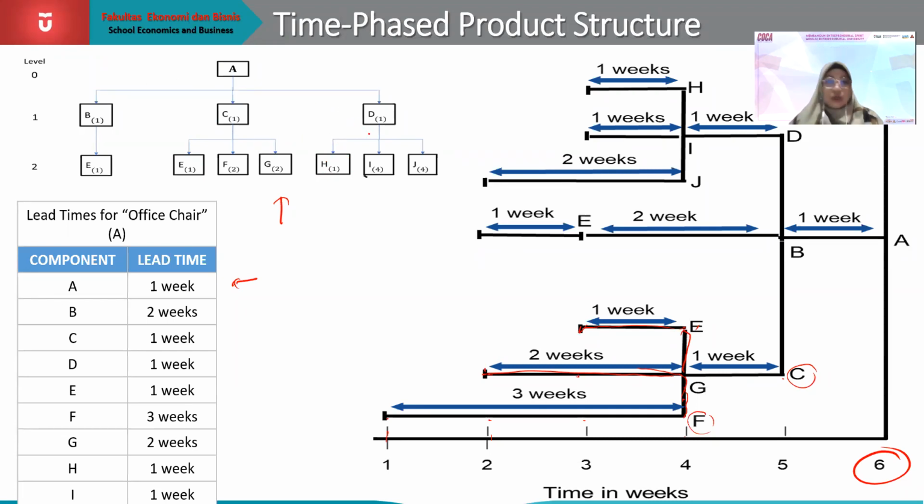So it's up to you. You want to start with B or you want to start with D. It's up to you. And with the same technique, you try to draw a line to get the lead time for component B. Because component B only has one product structure, and we know that component B needs 2 weeks, the line will be like this, 1, 2 in here.